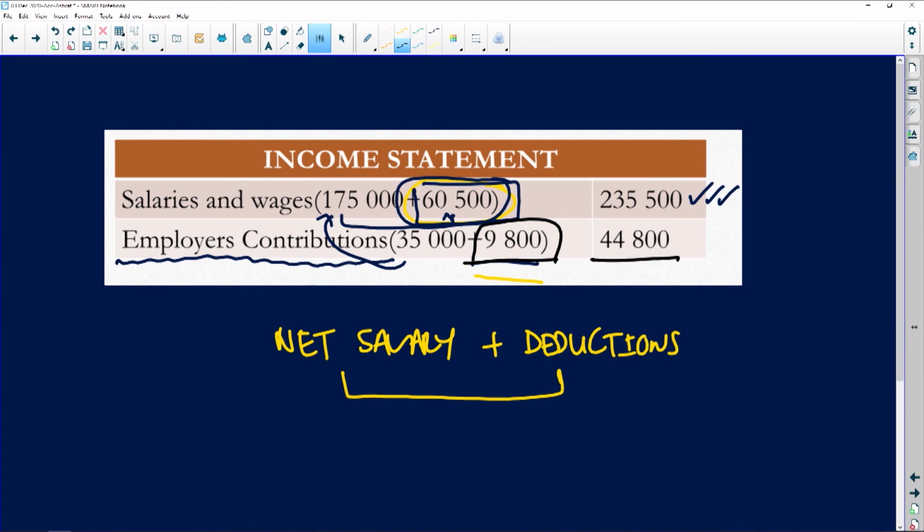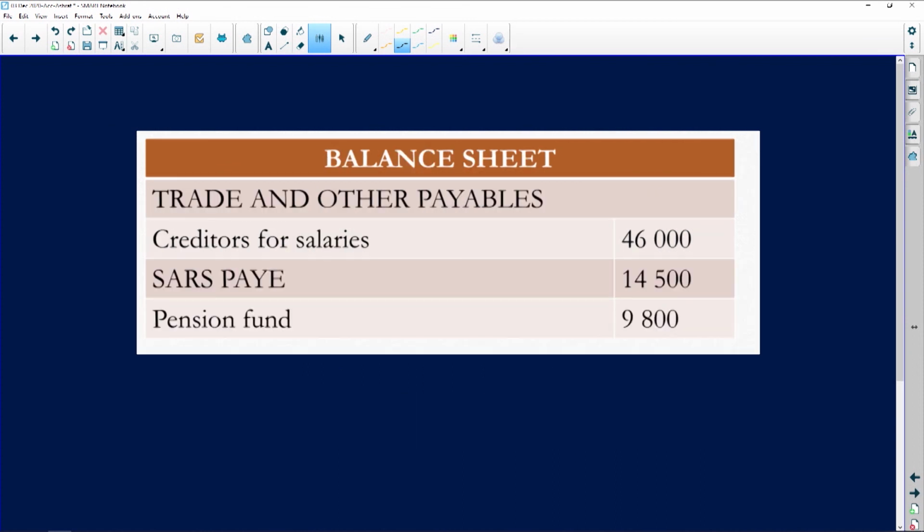44,800. Right. And then, obviously, how will it appear in my balance sheet? There's my creditors for salaries. That was the net amount. There's my SARS PAYE, and there's my pension fund. I spoke about this earlier when I said what goes into trade and other payables.